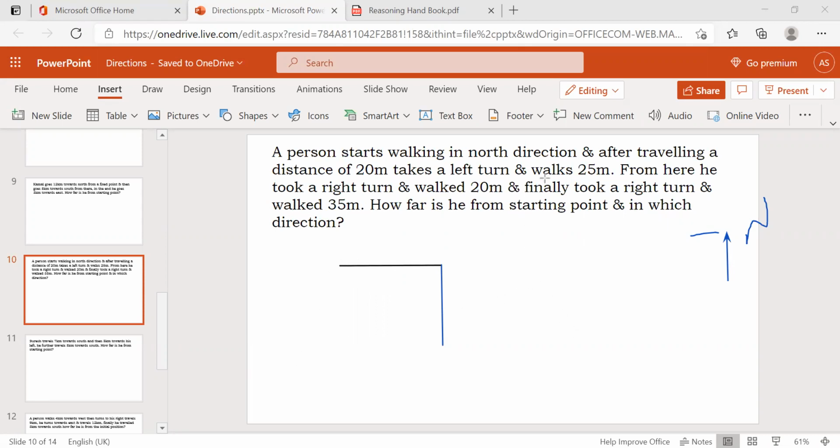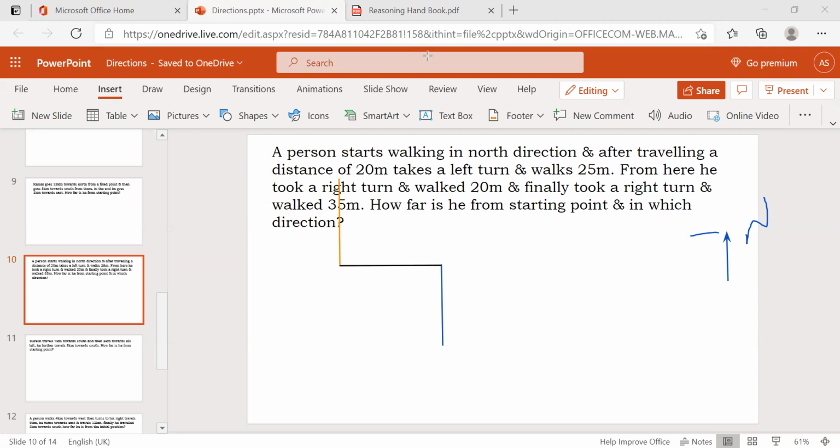25 meters. Then from here, he took a right turn. Again right. From west, it is right. From west, he took right. How many meters? He walked 20 meters. And finally took a right turn and walked 35 meters.